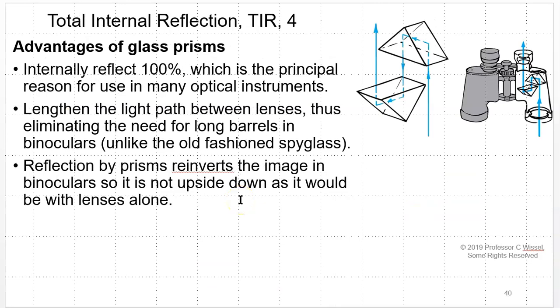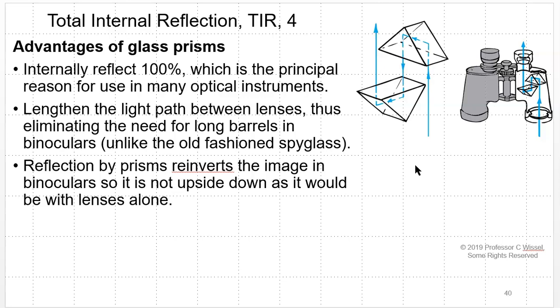The good thing about prisms is they can internally reflect 100%. And this makes them very useful in optical instruments. Okay, they're better than a mirror. You don't have any silvering, which can wear off. And if you ever notice the old pirate movies, they always have a long spyglass, and they look through it with one eye, and the other eye is usually covered by an eye patch. So he's looking at it through his good eye, his seeing eye.